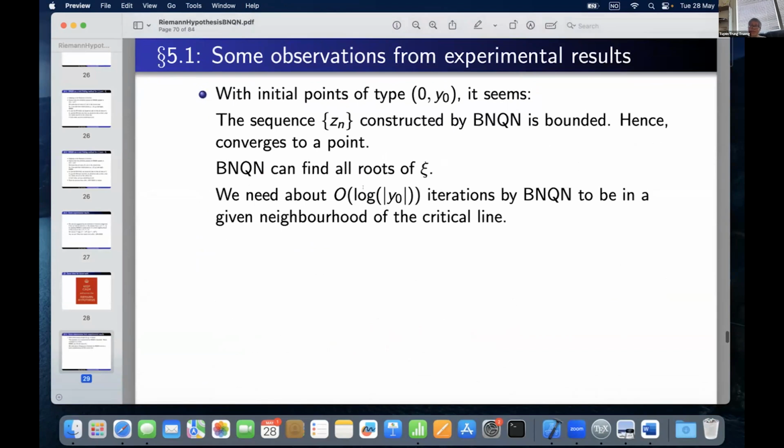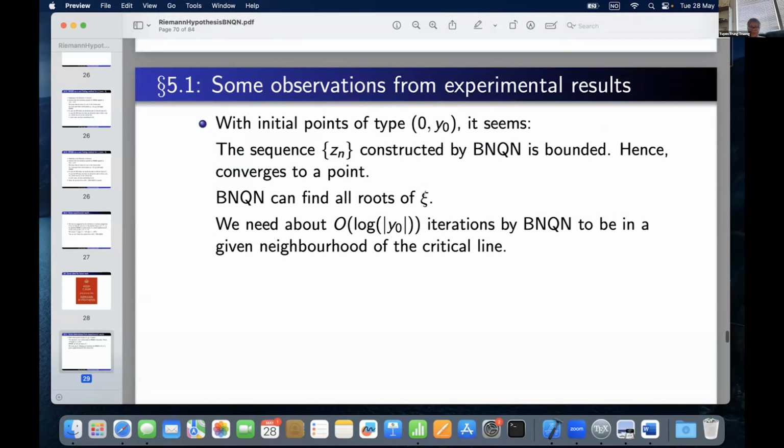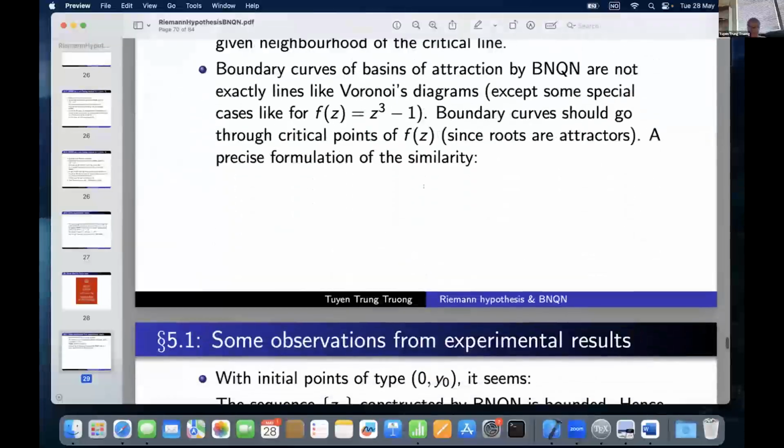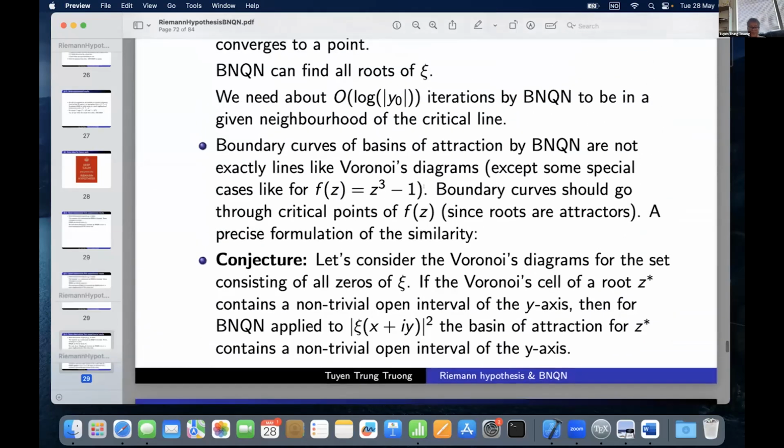We found that if we start from a point z0 equals 0, y0, then we need about O of log y0 iterations by BNQN to get close to the critical line. And it can find all roots of C. And it seems that if I start with these points, the sequence doesn't converge to infinity. So it means that it will converge to either a root of C or a root of C prime.